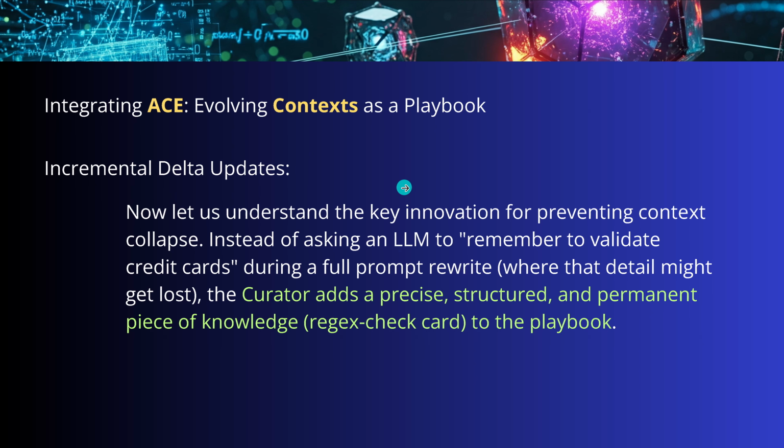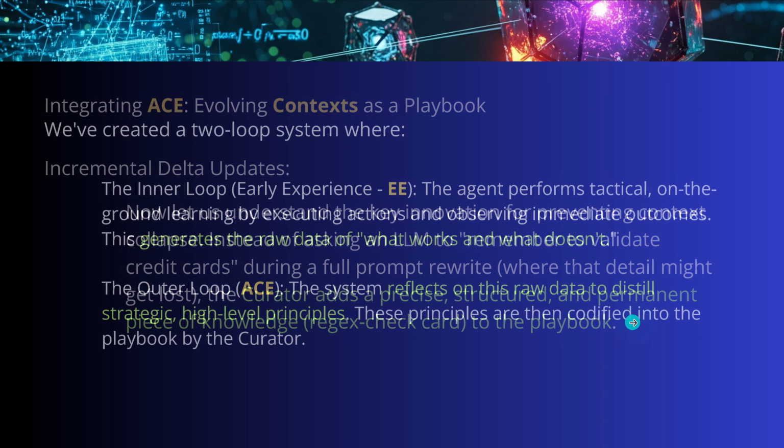And you see, this is a key innovation in this paper, also to prevent context collapse. What a simple methodology. But the AI itself is not able to do it within the AI. So instead of asking an LLM to remember to validate the credit cards, which you might think is the right instruction, during a full prompt rewrite, where all the details might get lost at some point, the curator adds a precise, structured, and permanent piece of knowledge, a code, a regex card, to the playbook. Great, that's it.